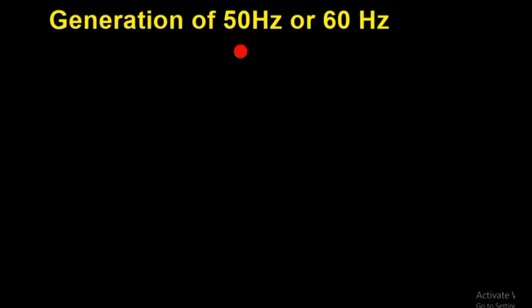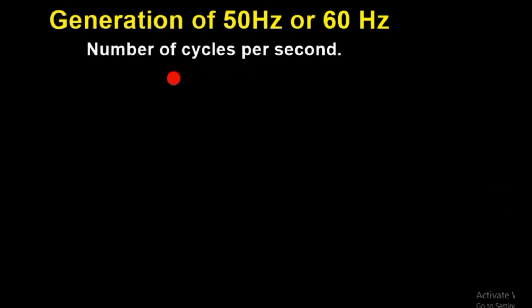In some countries, AC voltage has a frequency of 50 Hz, while in others it is 60 Hz. Have you ever wondered how this frequency is generated? In this video, you will explore this. First, let's understand what a frequency is.